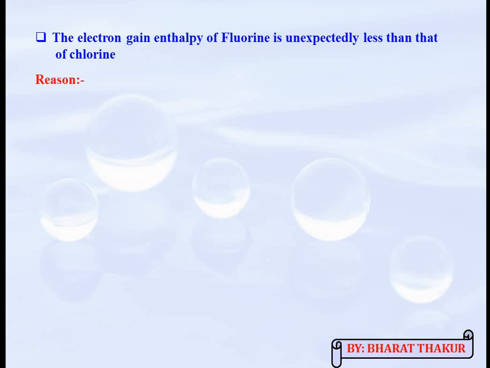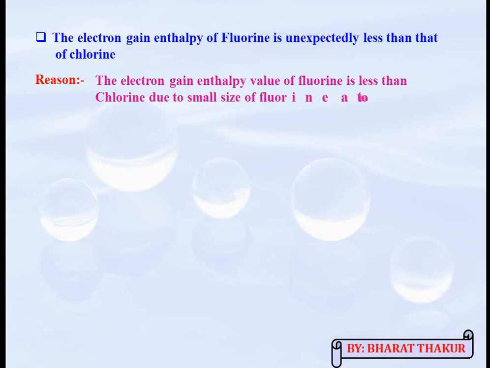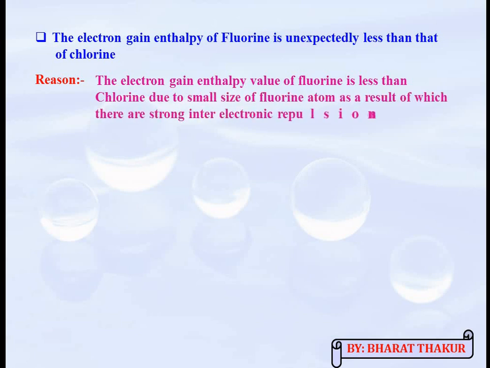The reason behind that: the size of the fluorine atom is very small. As a result, there is strong inter-electronic repulsion. That means its inner electrons repel each other, and the nucleus of fluorine uses all its power to hold those electrons.